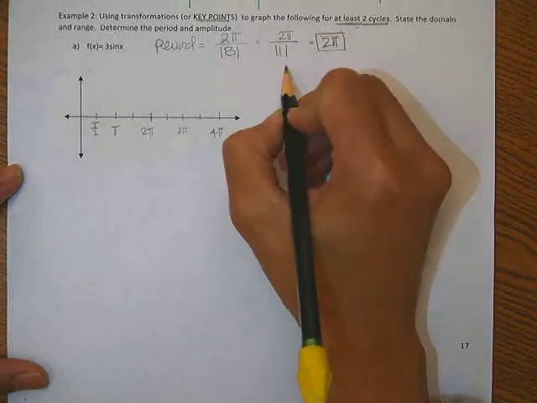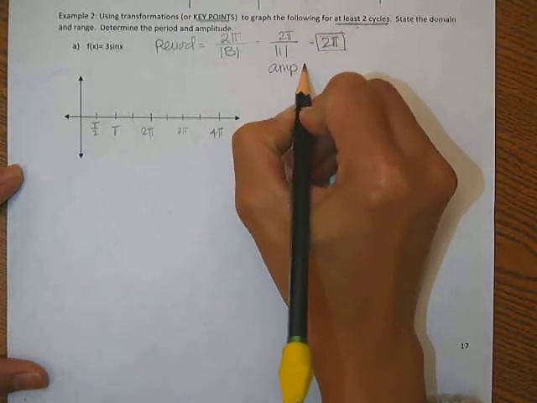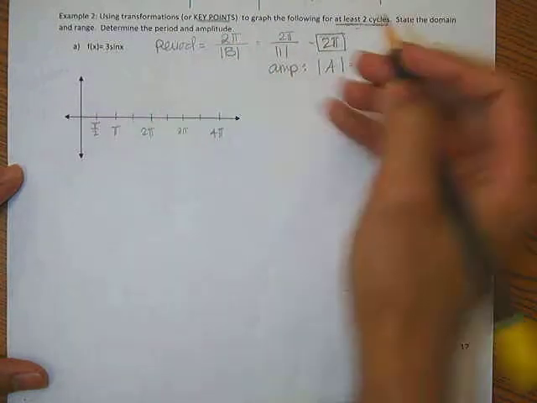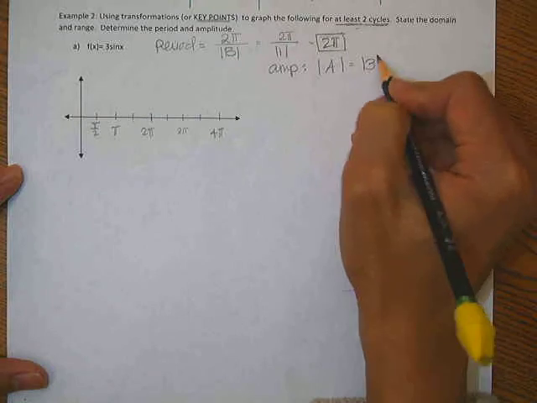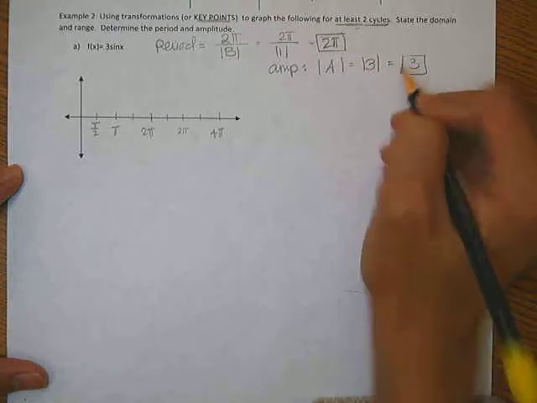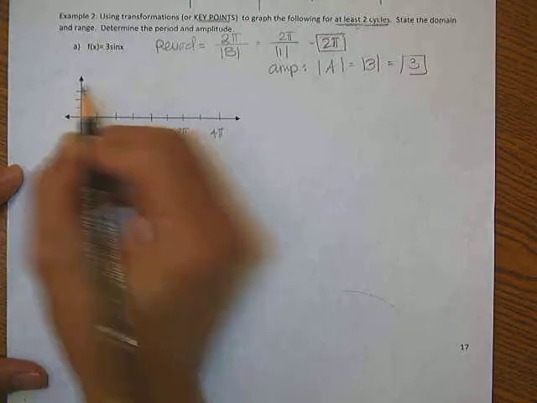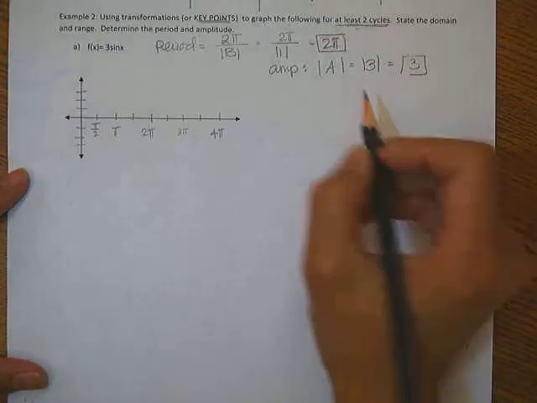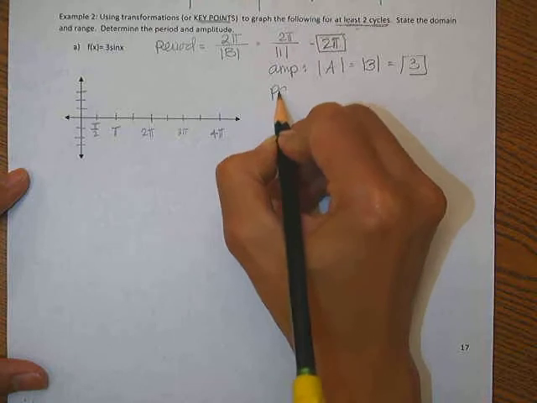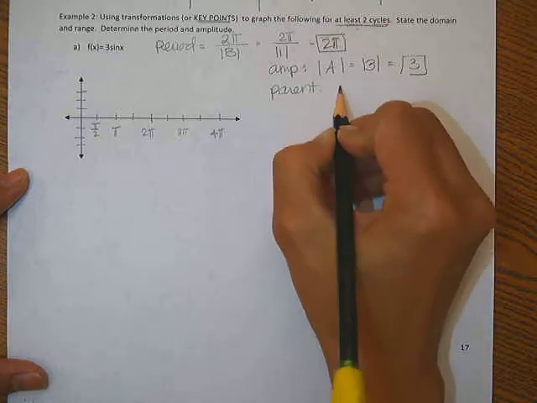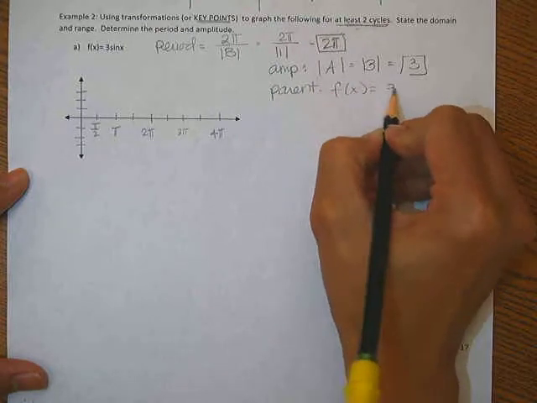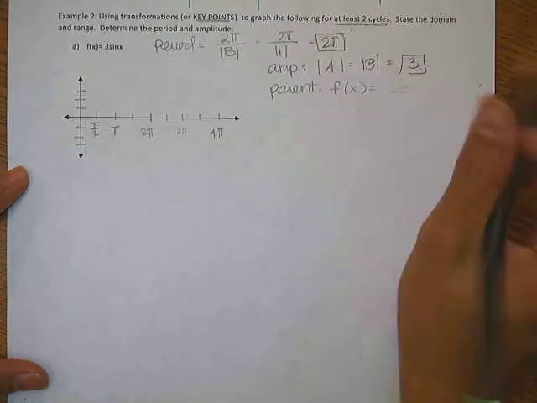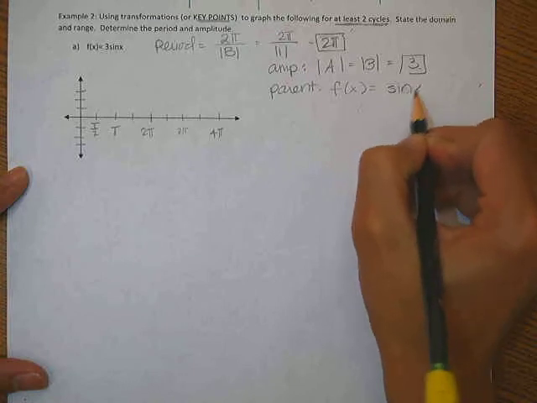So that's the period. We can talk about the amplitude as well. Amplitude is absolute value of a. We have the vertical change, which is 3, so it's going to be absolute value of 3, which comes out to be 3. So that means I'm going to go up 3 units from the center and 3 units down from the center. So my parent function is nothing, no changes in vertical or horizontal, so just simply sine of x.